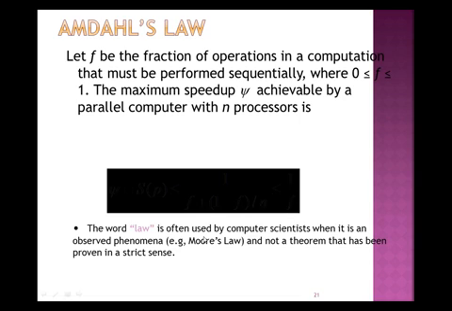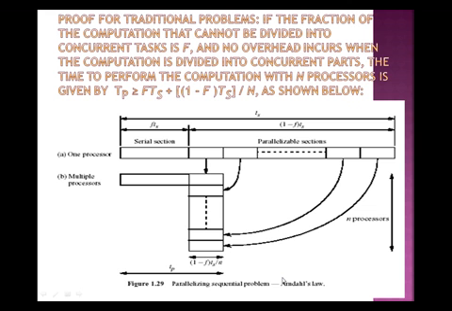The word law is often used by scientists when it is an observed phenomenon. So the term law is used whenever there is an observed phenomenon, rules or regulations, used as a method by computer scientists. For example, Moore's law is not a theorem that has been proven in the strict sense. However, Amdahl's law can be proved for the traditional problems.